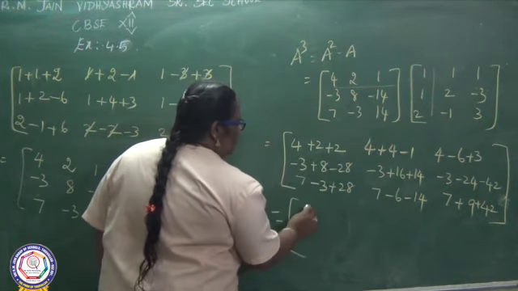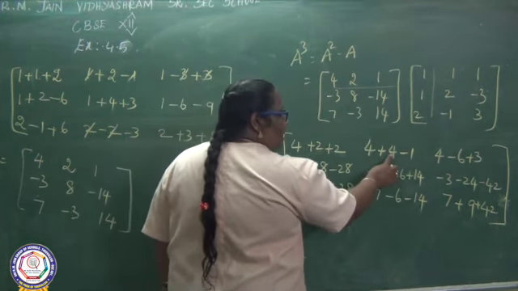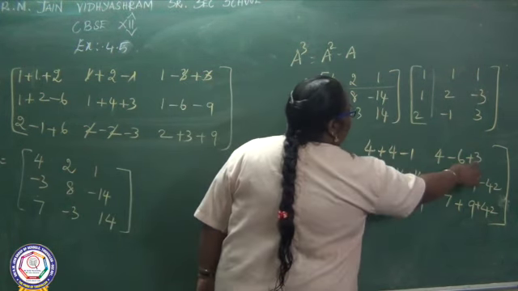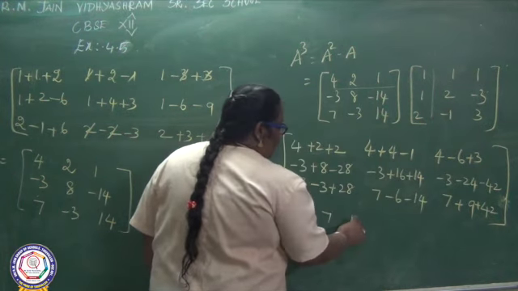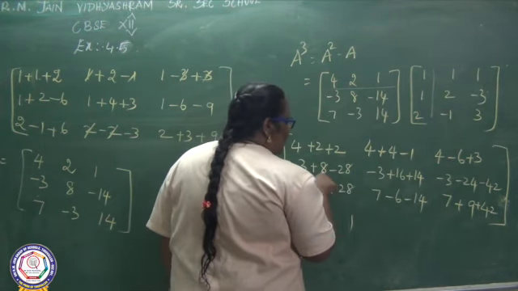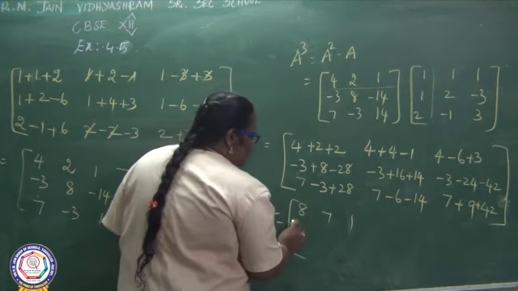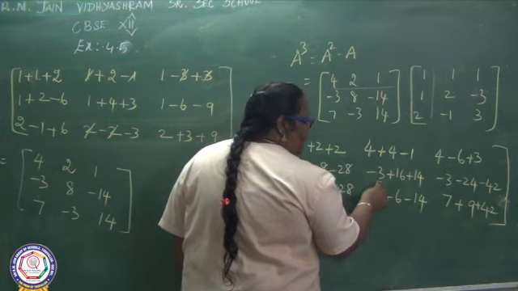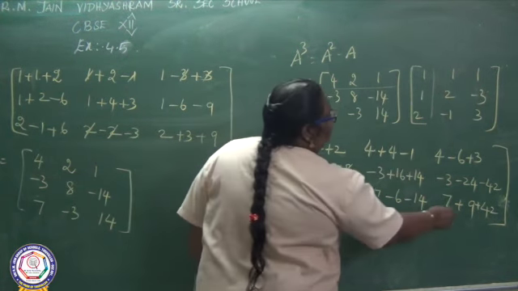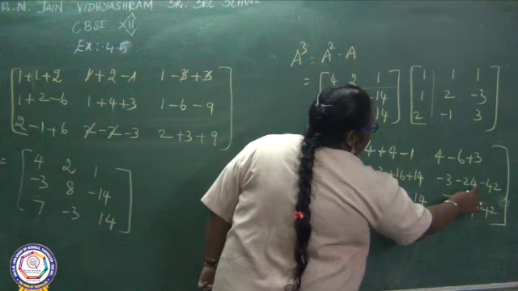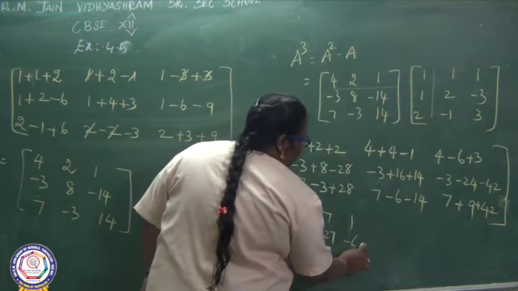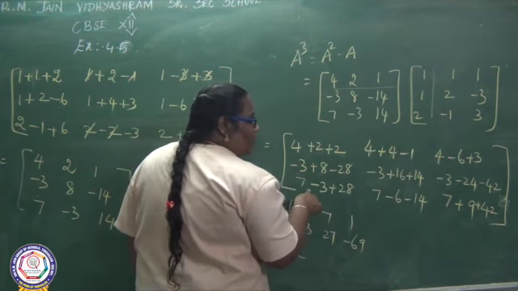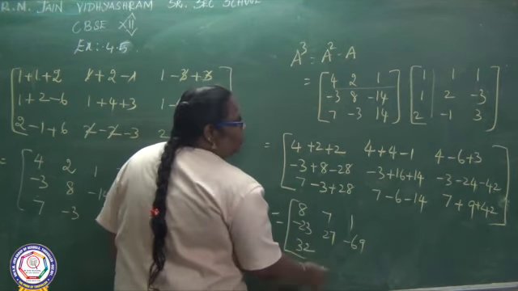4 plus 2, 6 plus 1, 8; 4 plus 4, 8; 8 minus 1, 7. Here, 4 plus 3, 7. 7 minus 6, 1. Here, minus 28, 8 is minus 20. Minus 20, minus 3, minus 23. Here, 30, 30 minus 3, 27. Here, 4 plus 7, 7, 9, minus 69. Here, 28 minus 3, 25. 25 plus 7, 32.